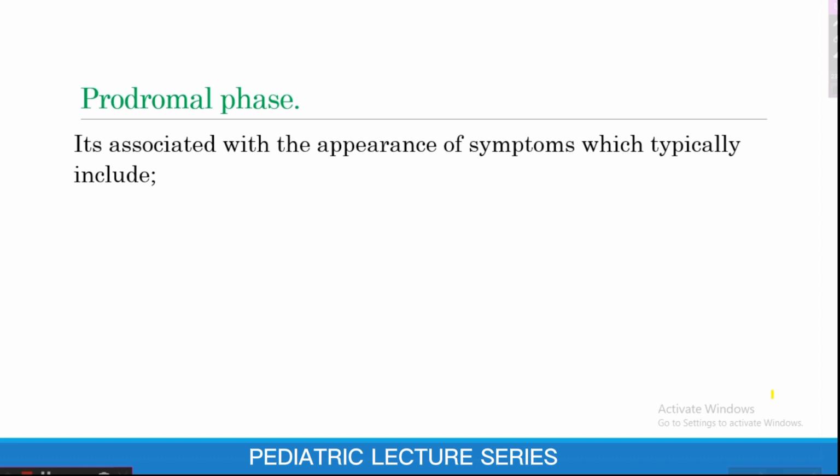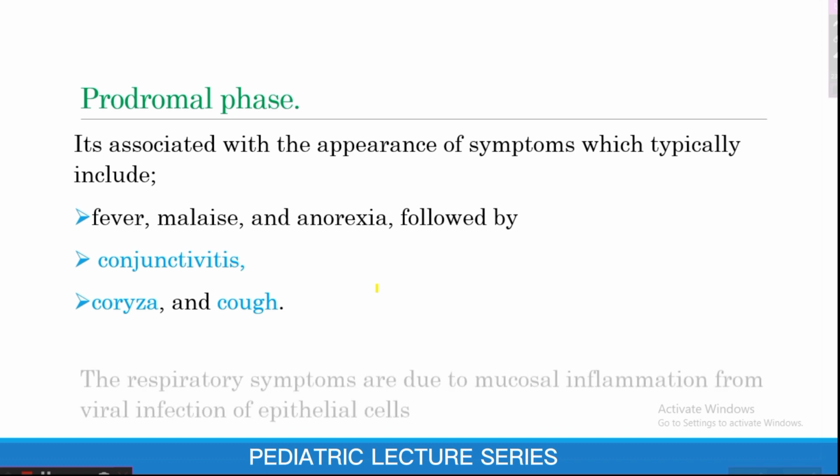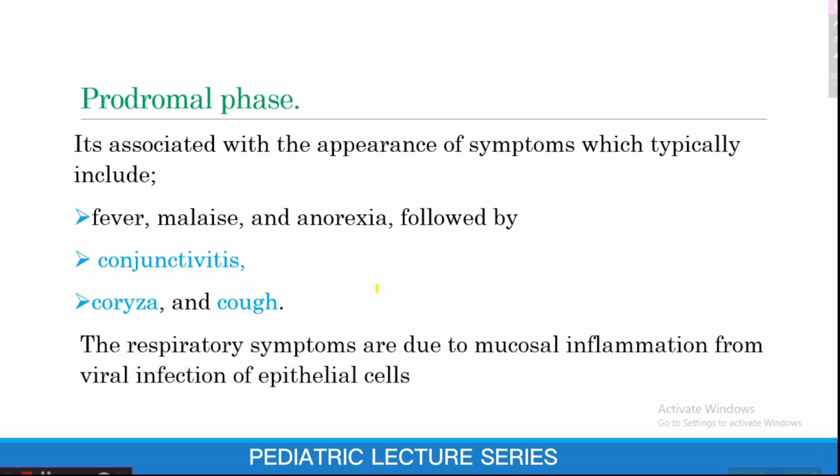Therefore, the prodromal phase follows secondary viremia. It's associated with the appearance of symptoms which typically include fever, malaise, anorexia, followed by inflammation of the conjunctiva. Of course, the extent of inflammation of the conjunctiva varies from one individual to another. Then you have coryza and cough. The respiratory tract symptoms that we have seen, like the cough, are due to mucosal inflammation from the virus infection of the epithelial cells.